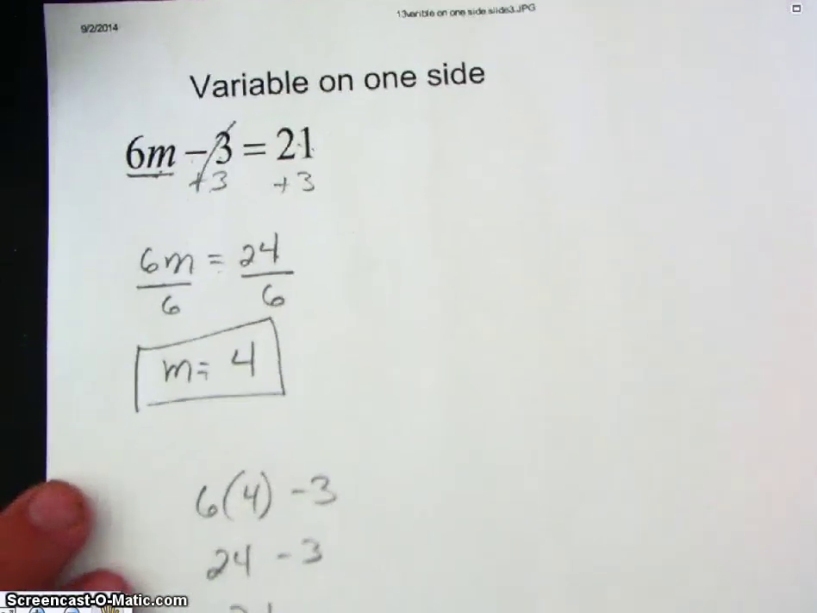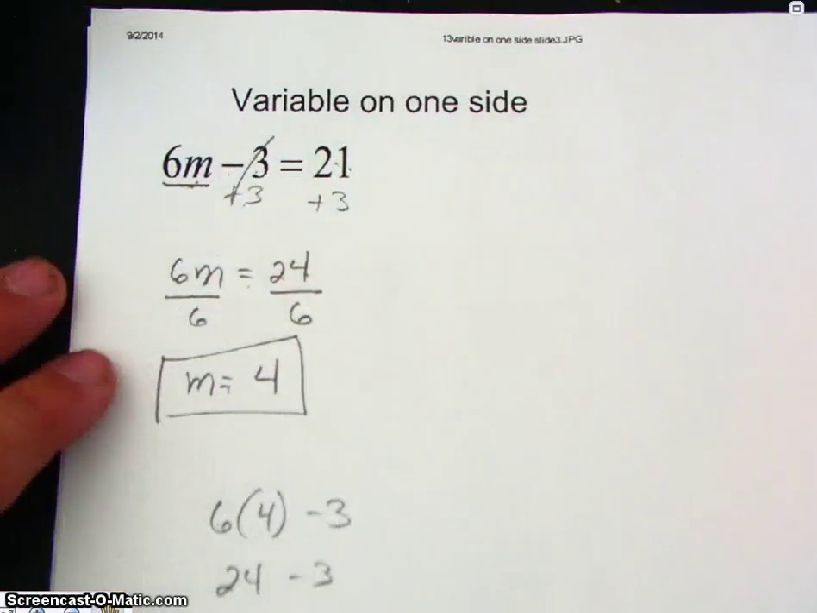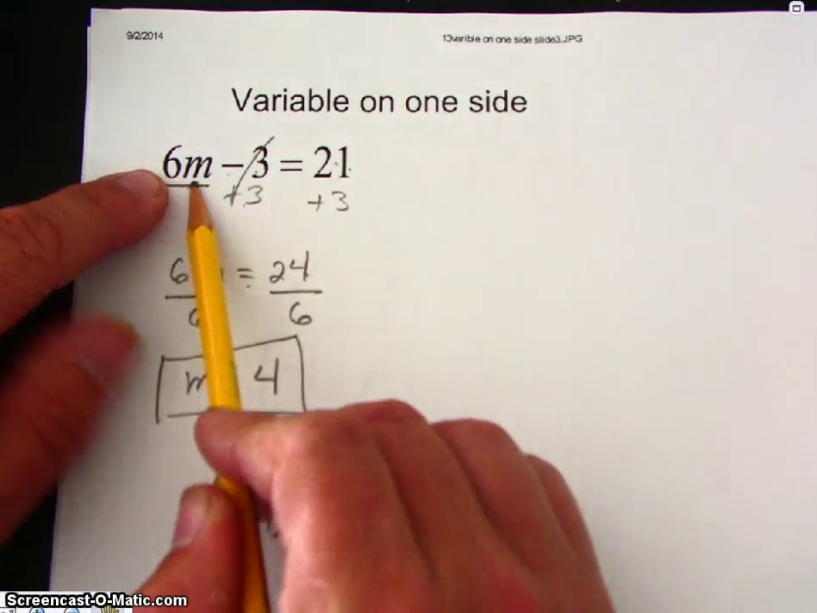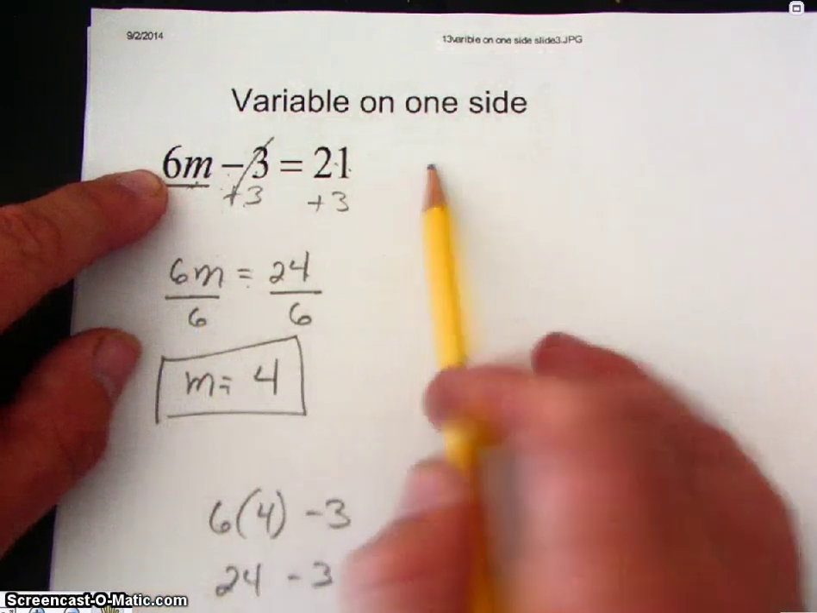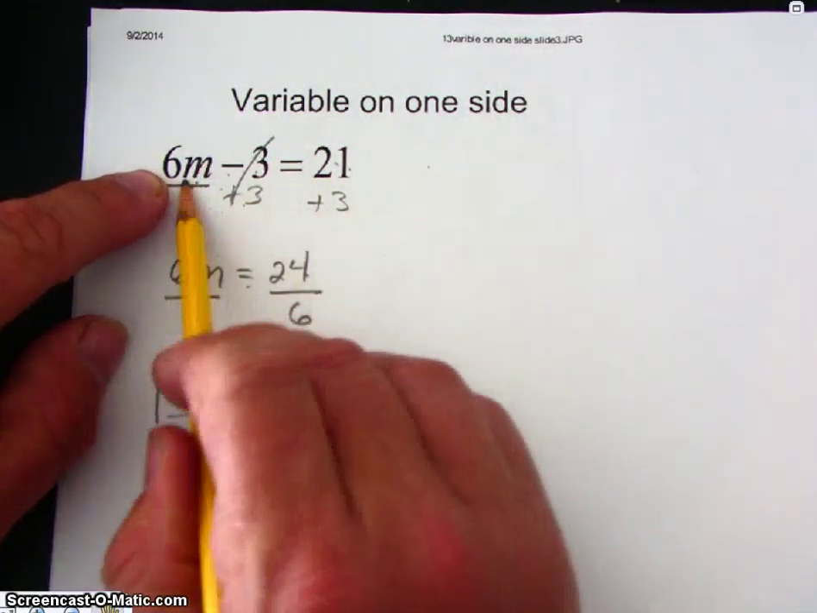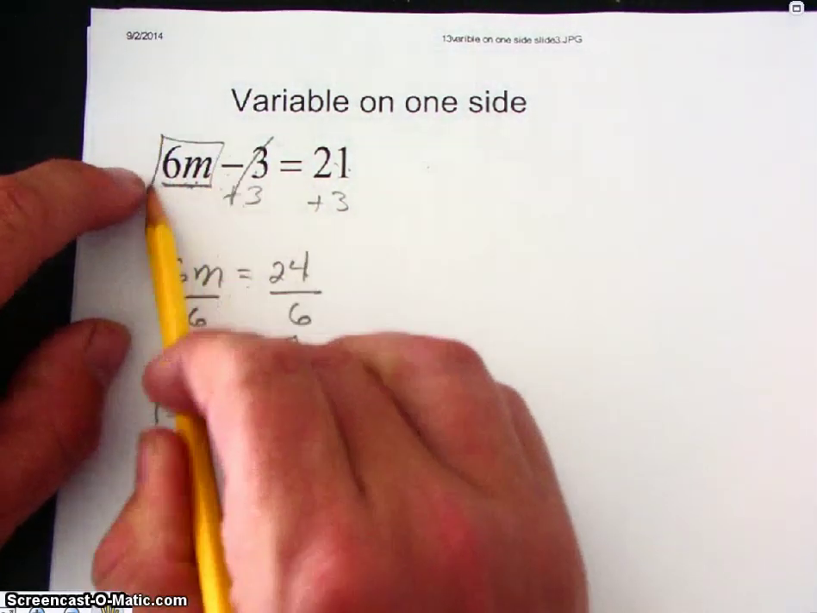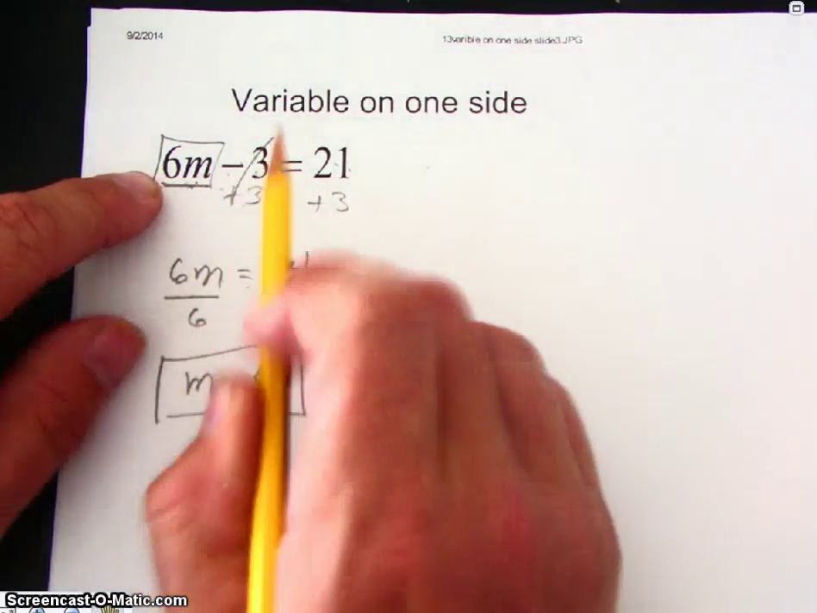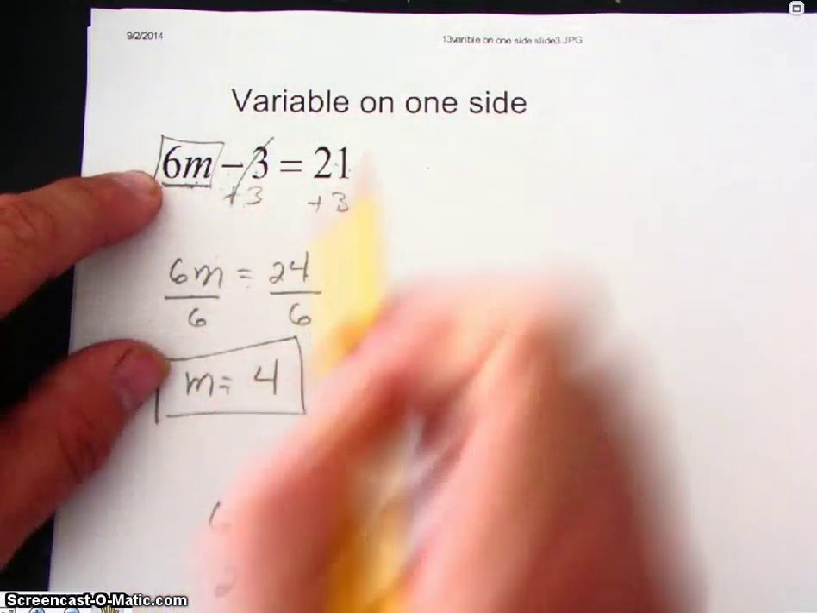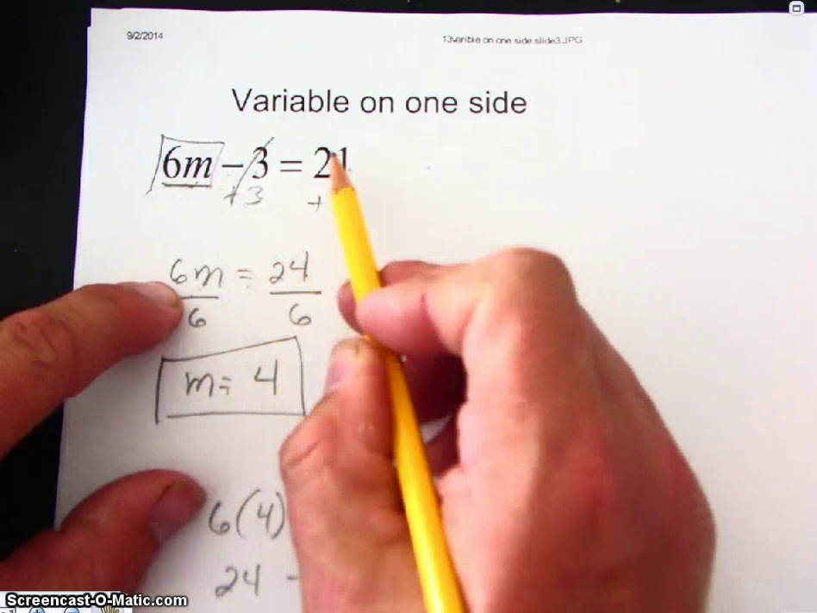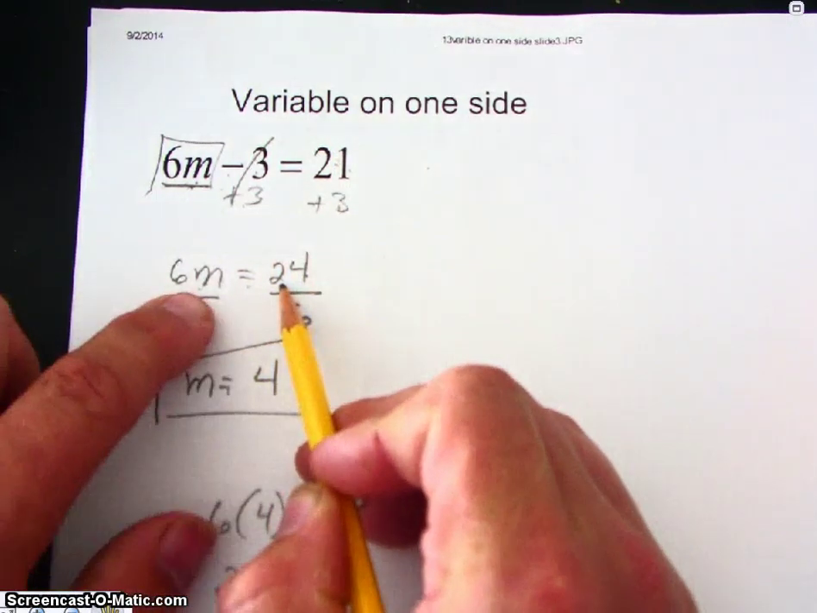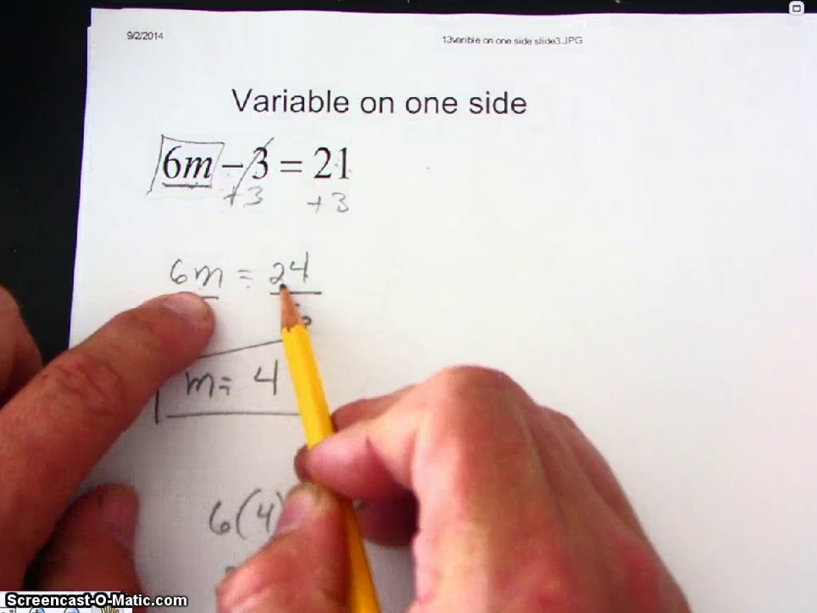I did this one. All right, so let me just go over the steps. Here, I have the variable already on one side. So all I have to do now is isolate this term. In order to do that, you do what's opposite. So I'm going to add 3 to both sides. So I get 6m equals 21 plus 3, which gives me 24.